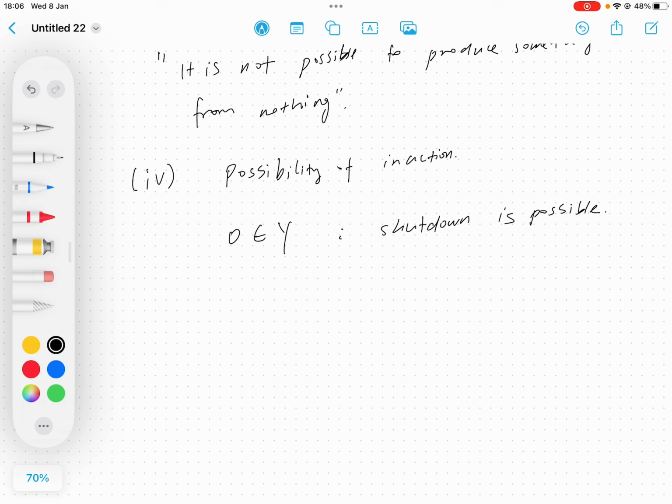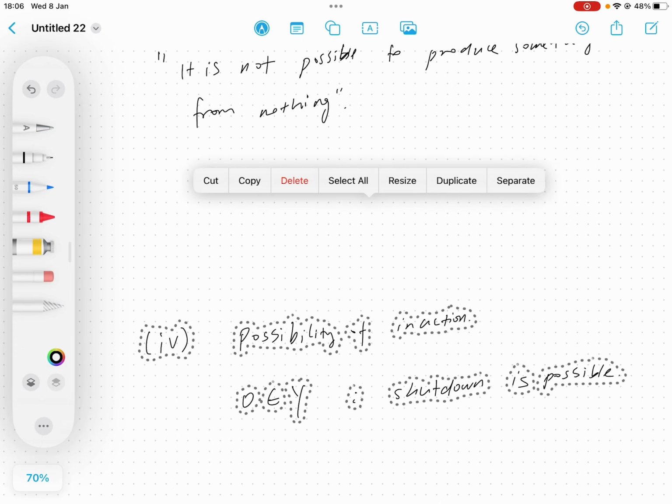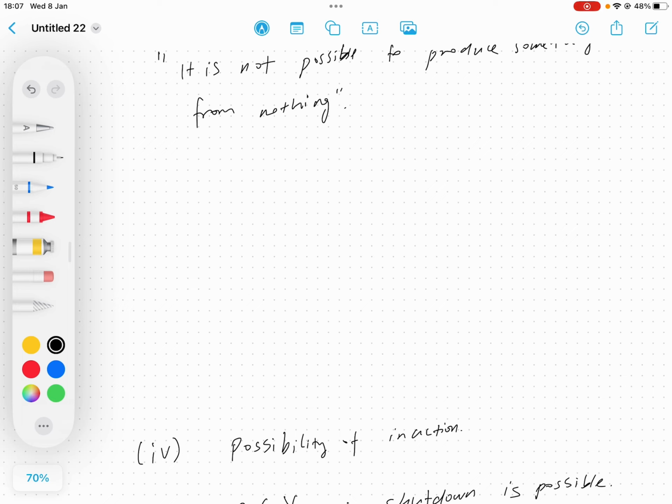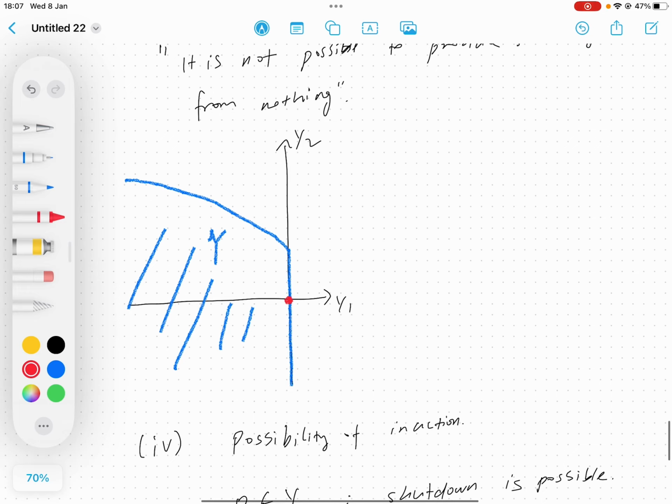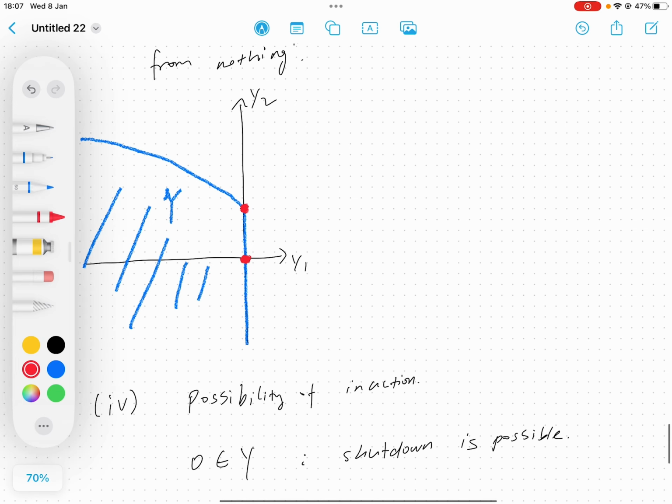Before that we should have some picture for number 3. Let's move this a bit downward. We're going to use the picture in the textbook for 5.B.2. We have 2 examples, so this will be y1 and y2. If we have the capital Y with the boundary like this, and all the shaded area is capital Y, this would be the case violating the no free lunch assumption, because we were using 0 amount of y1 to produce a positive amount of y2, and that was not allowed by this assumption.